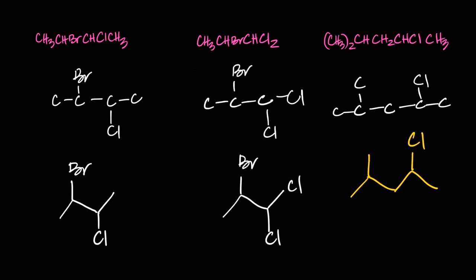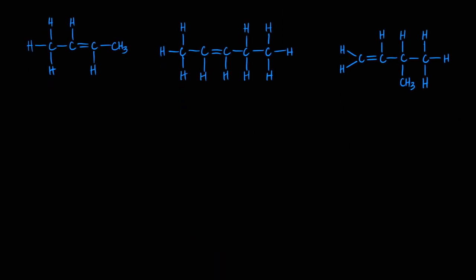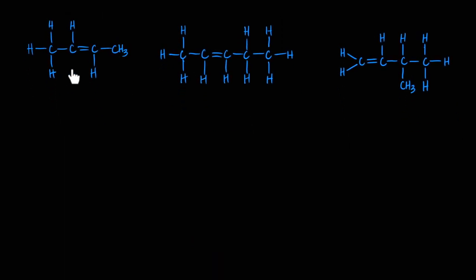Now moving on to alkenes and skeletal formulae and structural formulae. All right, so here are some alkenes. How would I draw them structurally, the structural formula, and then draw the skeletal? I'm going to pick up the pace here a bit.